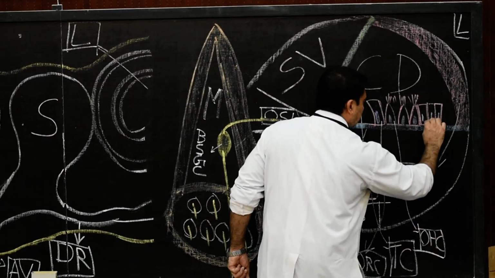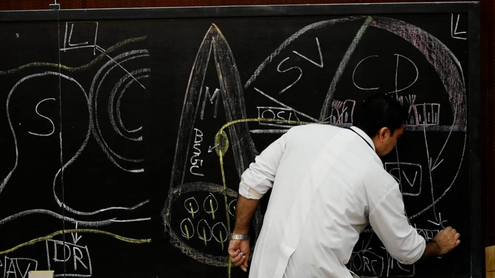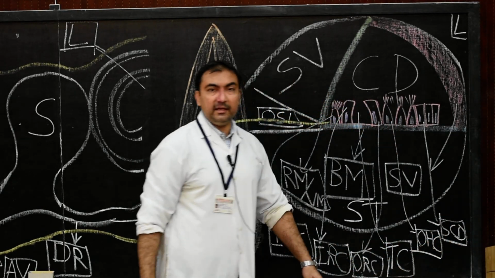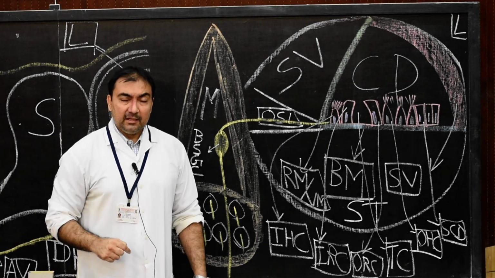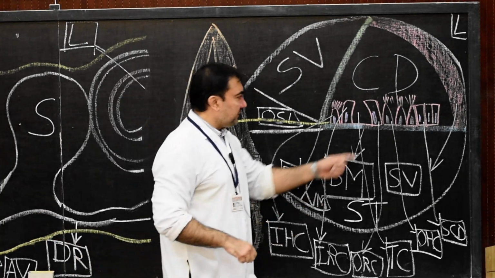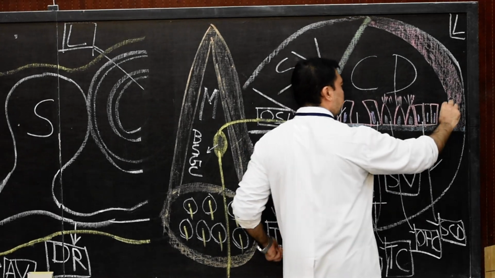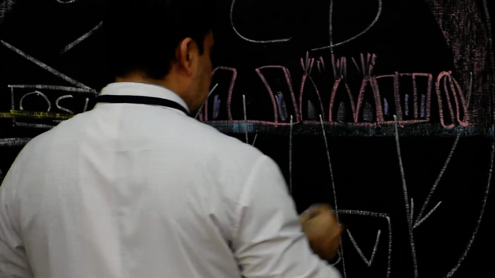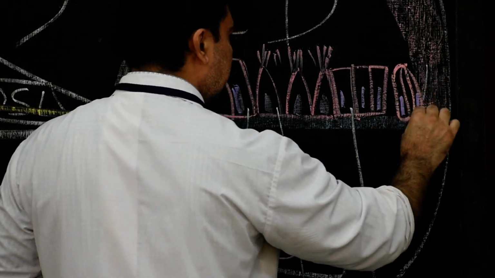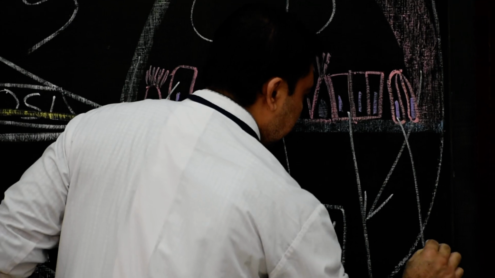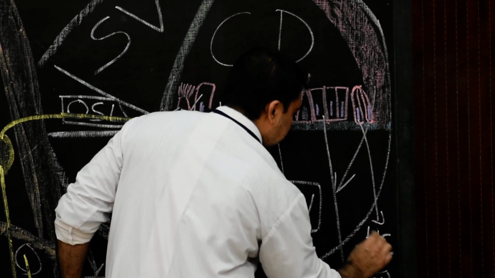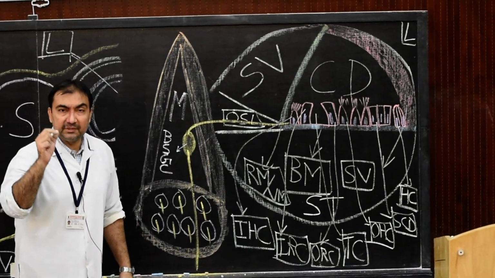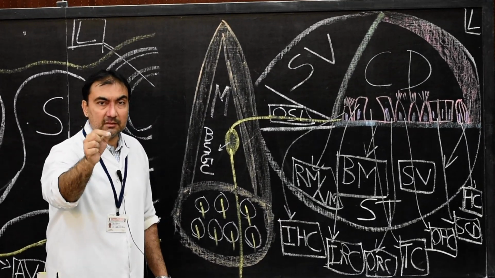Then we draw, along with that, the supporting cells of Deiters, D-E-I-T-E-R-S. And there will be various other cells. For example, at the periphery also there will be various cells which will be known as Hensen's cells. So let us mention this as Hensen's cell, H-E-N-S-E-N-S. So these are the types of cells which are found in spiral organ of Corti.